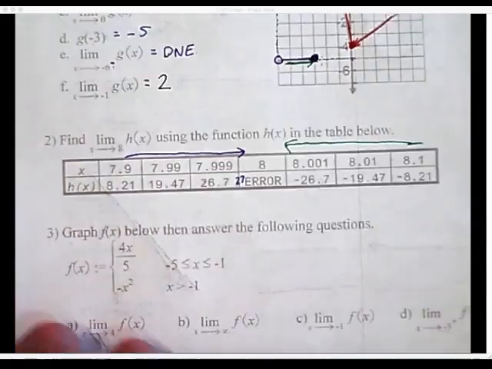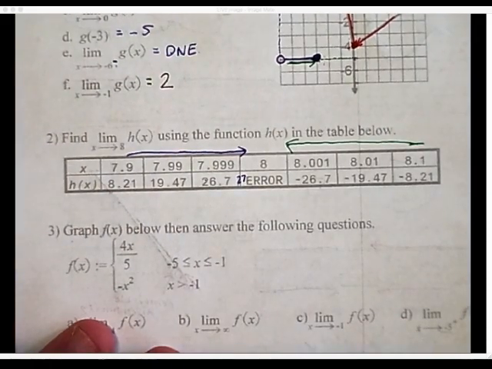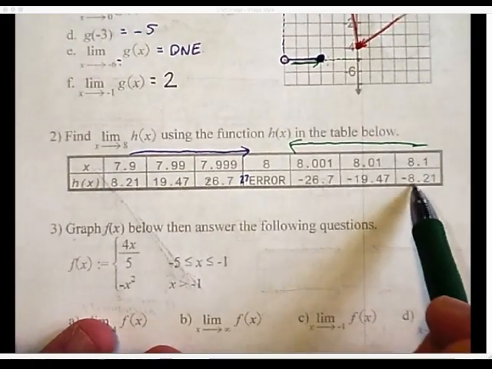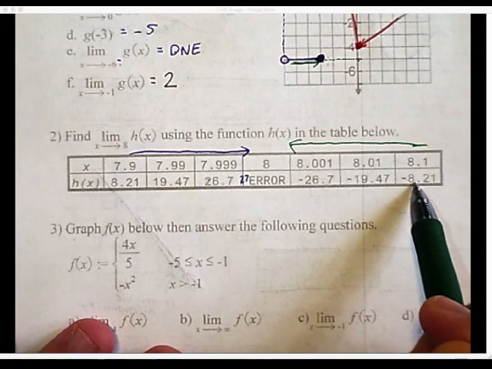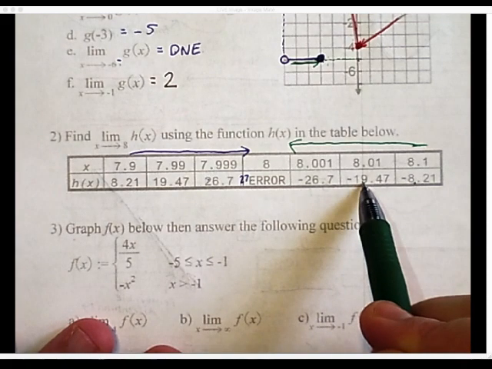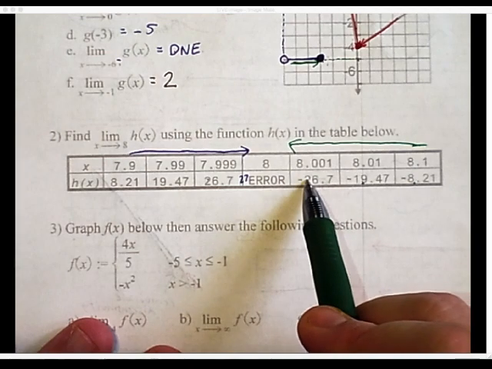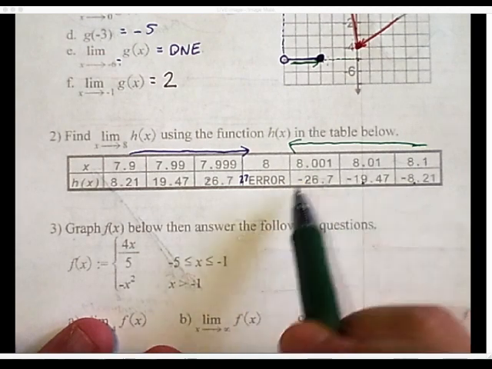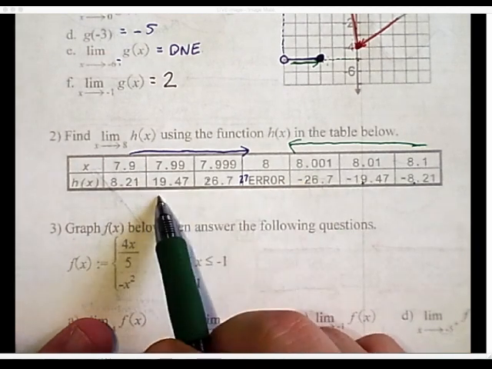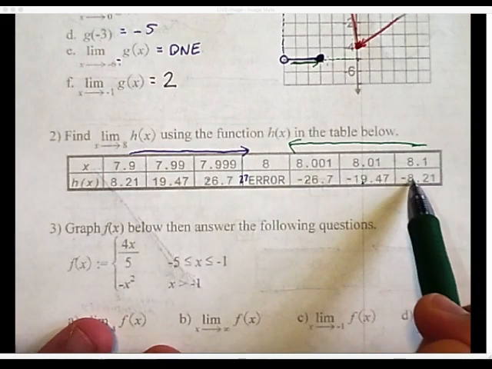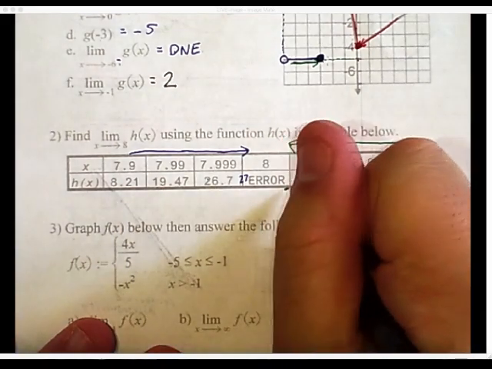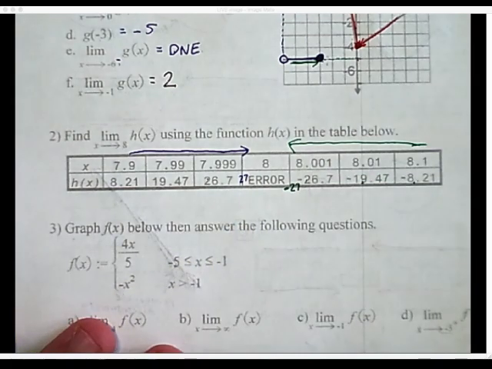Now what about if we're coming in from the right side, as we get closer and closer and closer to 8 coming in from the right side, from numbers bigger than 8? What do you notice about the y values here? You're going from -8.21 to -19.47 to -26.7. These numbers match these numbers, but these are all positive, and these are all negative. So maybe from this side, I'm approaching a number around -27.